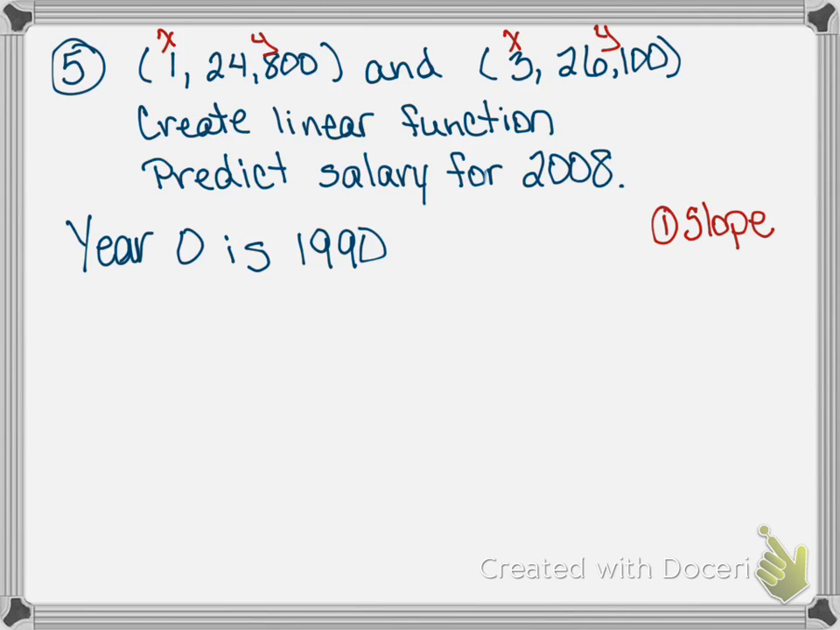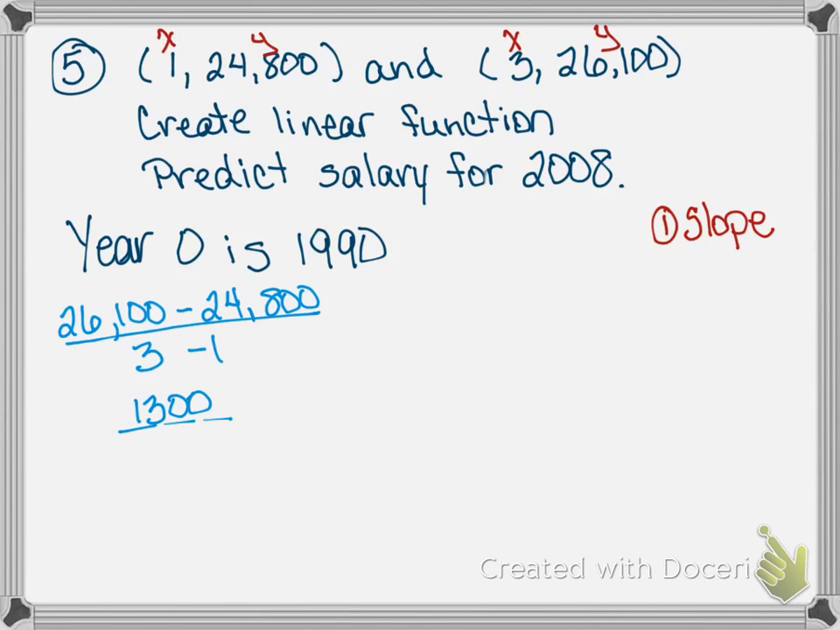Okay, so I have 26,100 minus 24,800 over 3 minus 1. Now somebody confirm for me that 26,100 minus 24,800 is 1,300. Okay? Good. And then 3 minus 1 is 2. I hope I don't need anybody to confirm that for me, but it is. 3 minus 1 is 2.